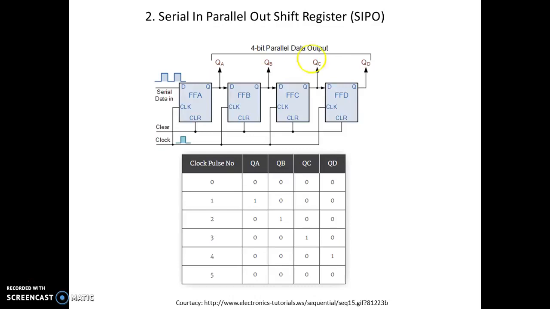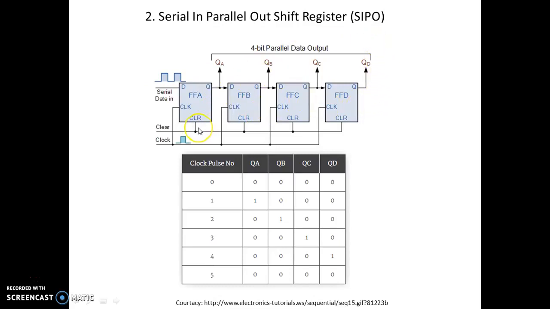Here we can see the truth table. The data is inputted at QA, then shifted along and comes out. But the data is taken out from QA, QB, QC and QD all together. Hence, we can say that the data which is serially inputted is taken out parallelly. So the speed of inputting is low and outputting is 4 times higher.